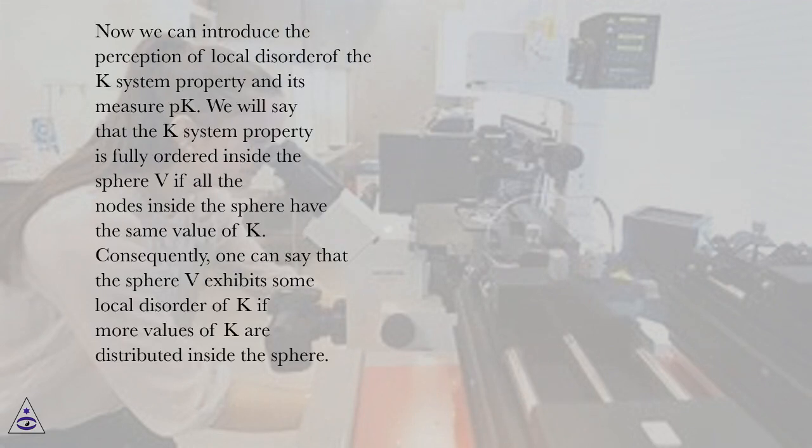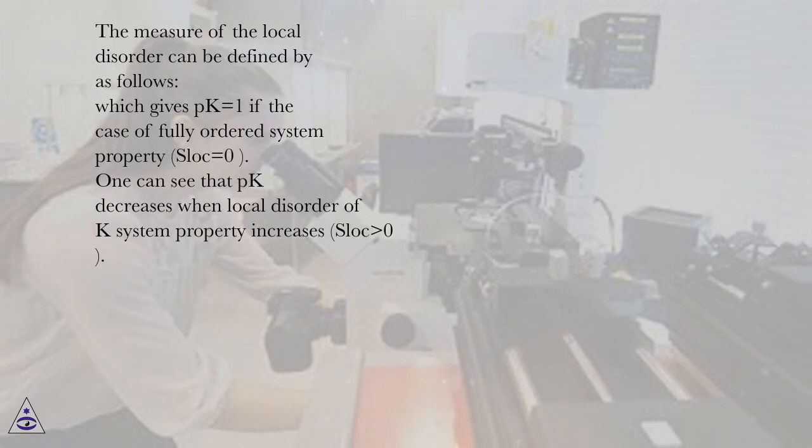Now we can introduce the perception of local disorder of the K-system property and its measure, p_ark. We will say that the K-system property is fully ordered inside the sphere V if all the nodes inside the sphere have the same value of K. Consequently, one can say that the sphere V exhibits some local disorder of K if more values of K are distributed inside the sphere. The measure of the local disorder can be defined as follows.